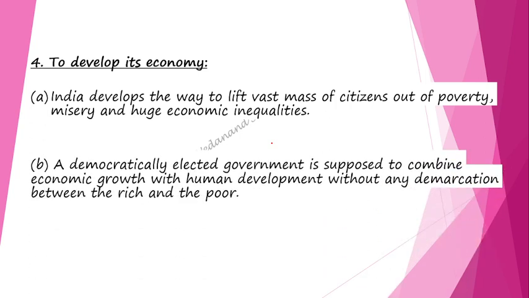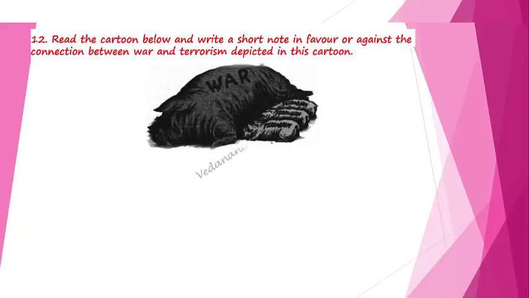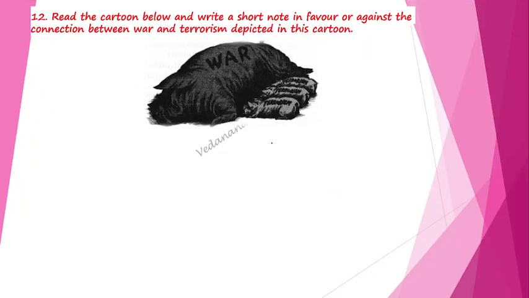Next, a democratically elected government is supposed to combine economic growth and human development without any demarcation between the rich and the poor, as you know. And the last question is, we have to look at the cartoon and write a short note in favor and against the connection between war and terrorism. Here it is war and terrorism, we have to depict it in these pictures and explain it.